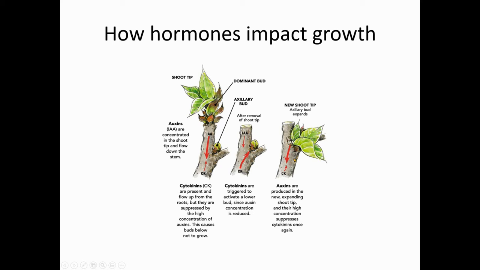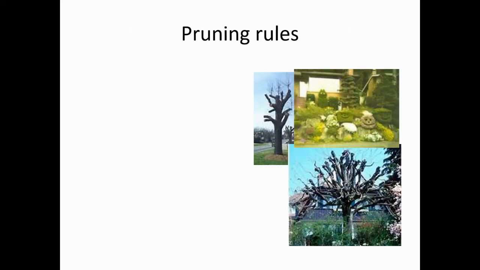One of the reasons why this is important is that if you are trying to prune a plant, shape it for growth, where and how you remove a dominant bud, a dominant shoot, is really going to influence what happens below it. Okay, so some pruning rules.